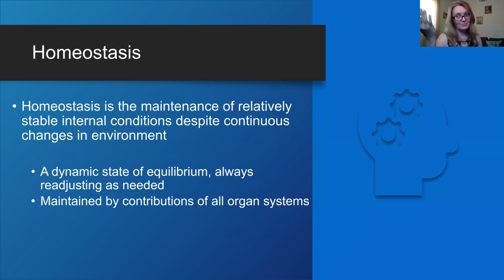Okay, and here we get to a major topic of physiology, that is homeostasis. Homeostasis is the maintenance of relatively stable internal conditions despite continuous changes in the environment. Homeostasis is a dynamic state. That means this environment is constantly changing inside you. You're not set to always a constant temperature, constant glucose level, constant oxygen level, right? It always fluctuates, but your body systems and cells work hard to maintain it relatively stable, right? And all organ systems contribute.